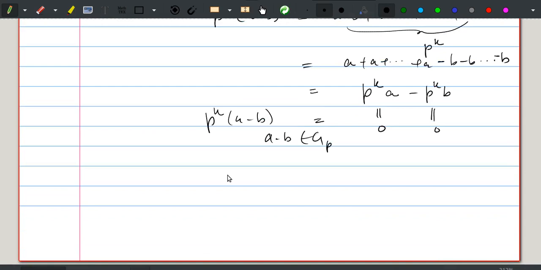Next we are going to prove a theorem which states that every finite abelian group G is the direct sum of its p primary components. Now this theorem is called the primary decomposition theorem.